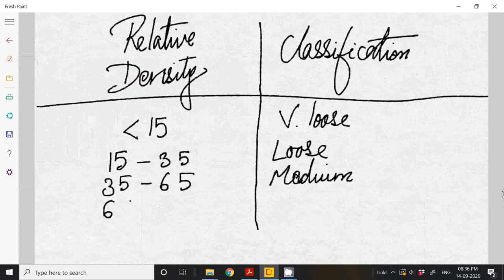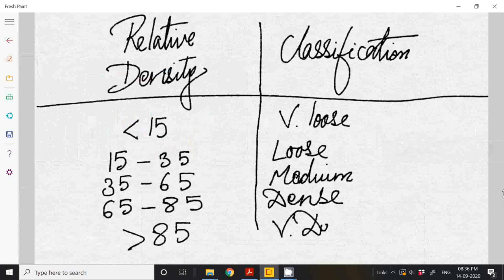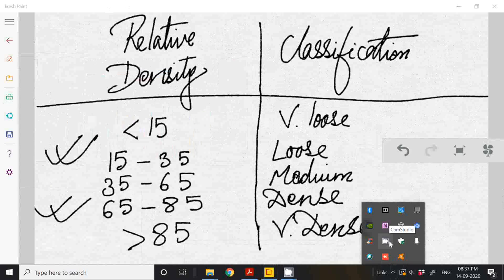If it is 65 to 85, it is dense, and if it is greater than 85, it is very dense. So please try to remember it. Please try to remember this range for the relative density and how to classify the soil based on their relative density.